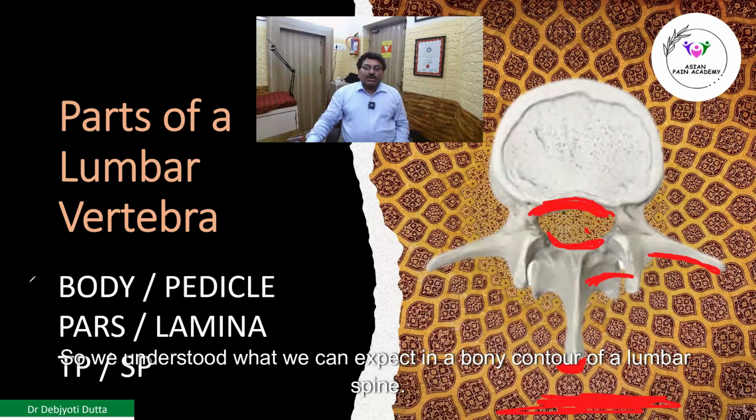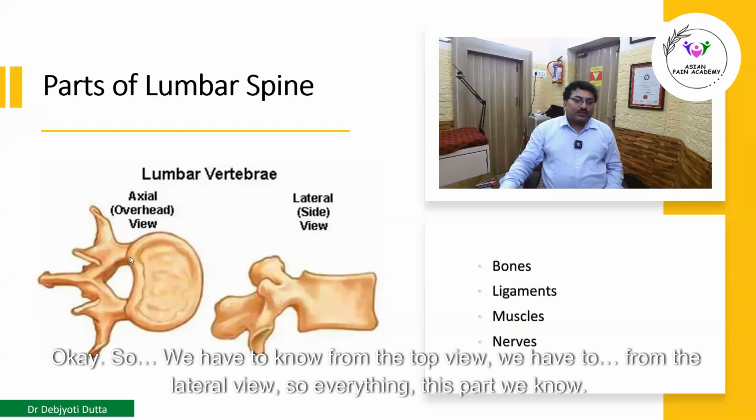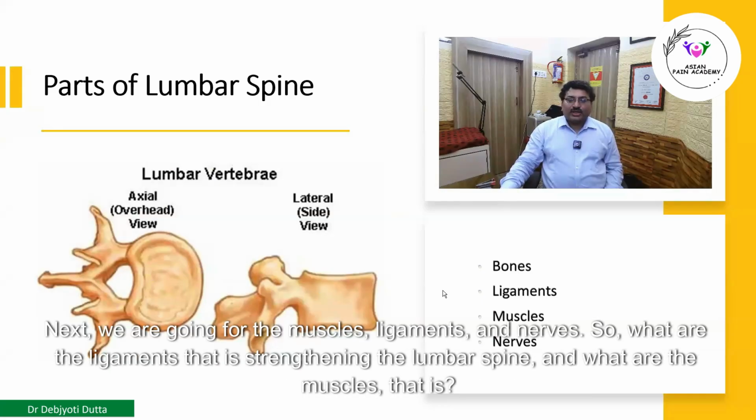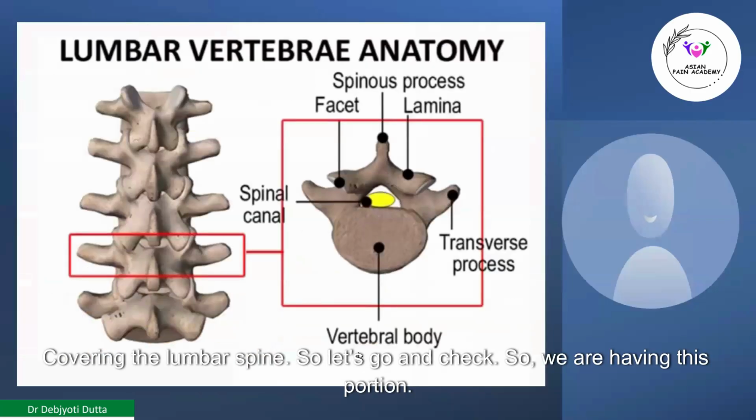So we understood what we can expect in a bony contour of a lumbar spine. We have to know it from the top view and from the lateral view. So everything, this part we know. Next, we are going for the muscles, ligaments, and nerves. So what are the ligaments that strengthen the lumbar spine, and what are the muscles that cover the lumbar spine? So let's go and check.